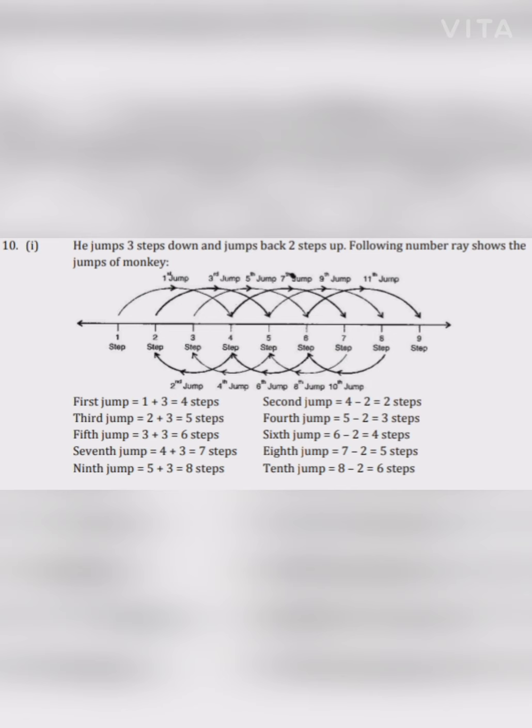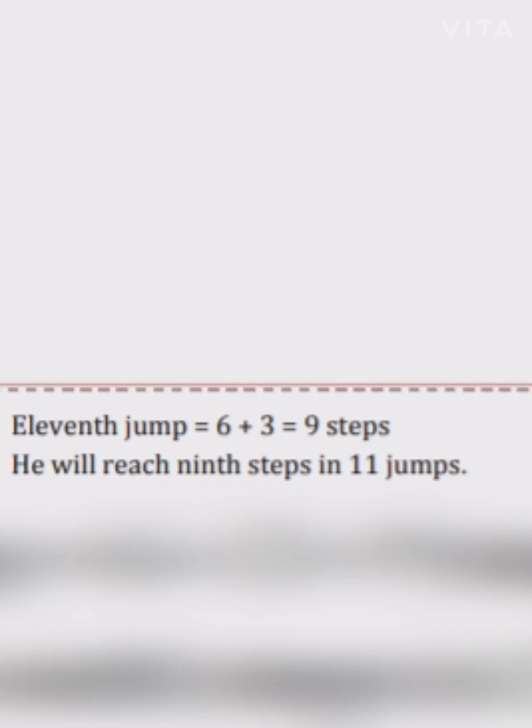Second jump is 4 minus 2 is equal to 2 steps. Fourth jump is 5 minus 2 is 3 steps. Sixth jump is 6 minus 2 is 4 steps. Eighth jump is 7 minus 2 is equal to 5 steps. Tenth jump is 8 minus 2 is equal to 6 steps. These steps are given. So by that we can find the answer of this question. 11th jump is 6 plus 3 is equal to 9 steps. He will reach the 9th step in 11 jumps.